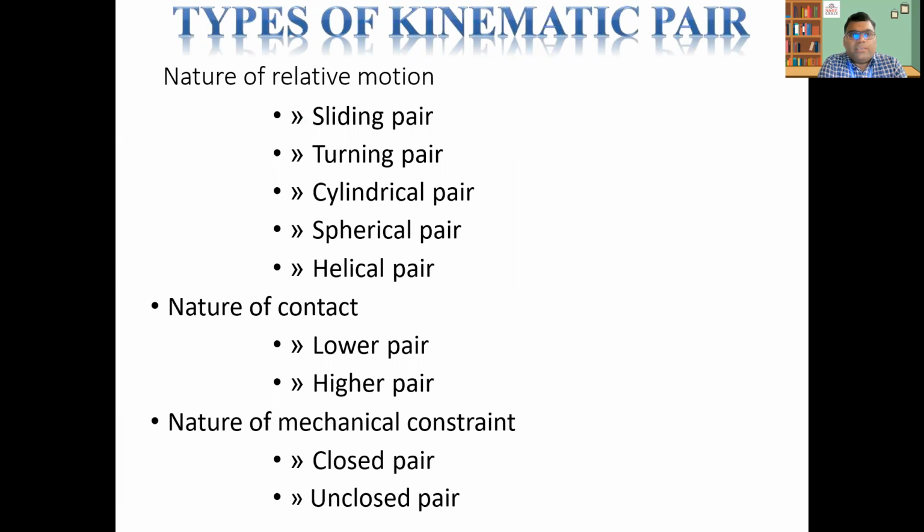Under the nature of relative motion, we have sliding pair, turning pair, cylindrical pair, spherical pair, and helical pair. Under the next category, according to the nature of contact, we have lower pairs and higher pairs. And in the third category, the nature of mechanical constraint, we have two types of pair, that is closed pair and unclosed pair.